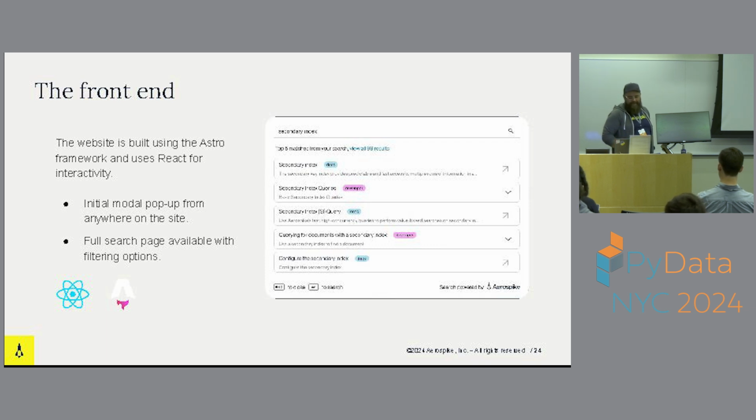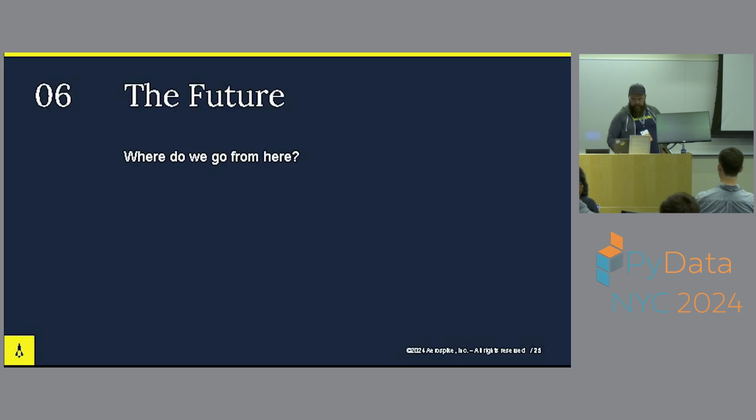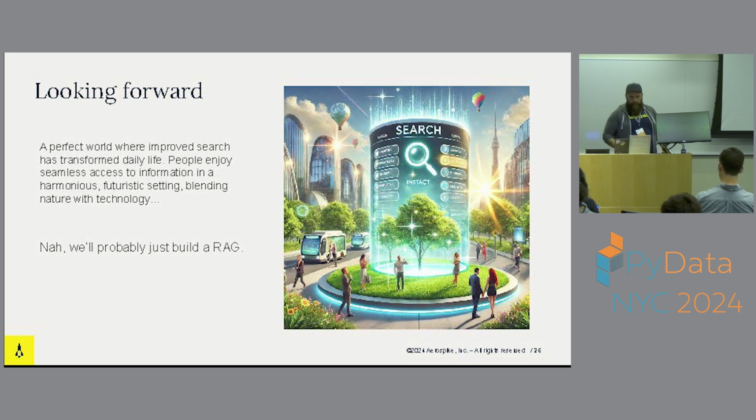That's fine, we're good. So the website, like I said, is Astro and React. This just gives us a really nice, easy to use, interactive space. And so the way that we put this together, let me pull this up here. Let me just exit this. There we go. On the home page or really any page, you can launch the search, and it just pops up on your screen. It's a modal. We can search something like secondary index.